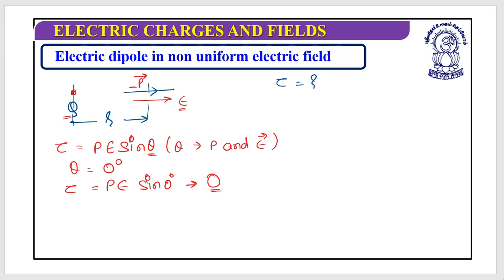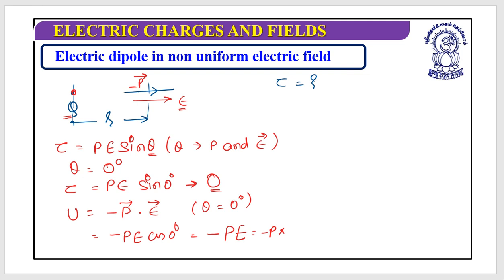Now let's next look at the potential energy stored in a dipole. U equals minus of P dot E. Remember this? Yes. Theta is 0 degrees. So this would be minus of P into E into cos of 0, which is minus of P into E. So the potential energy stored in the dipole is minus of P multiplied by the electric field.